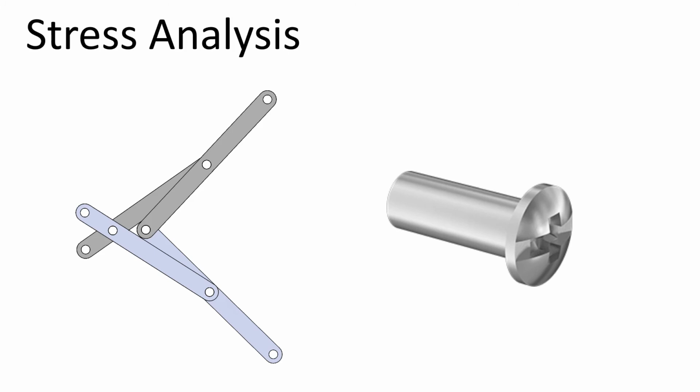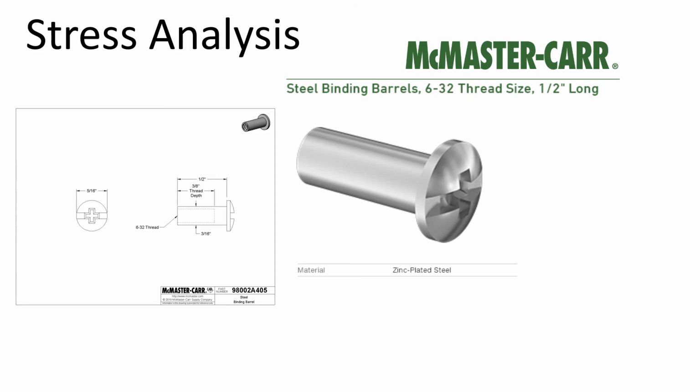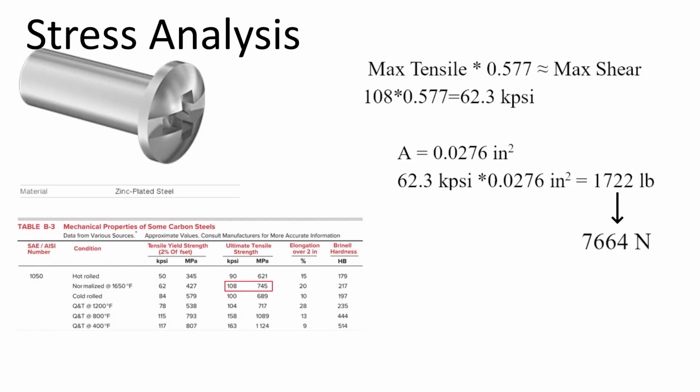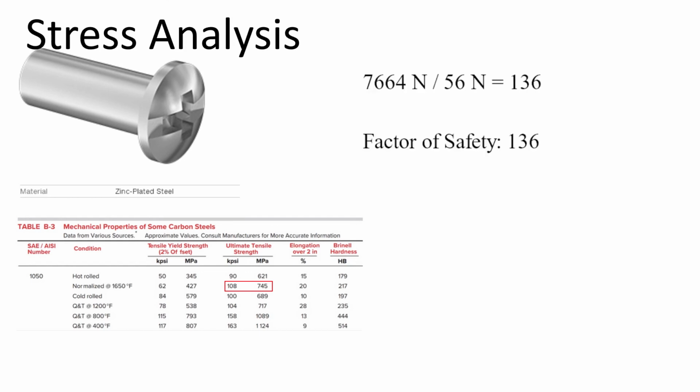We decided that the best possible pin we could use would be a 3/16 diameter zinc-plated steel fastener from McMaster. This pin would be able to withstand a strength of up to 7,664 newtons, which is much higher than our calculated forces for each one of the joints, which was 56 newtons. This would give us a factor of safety of 136. That factor of safety is a lot higher than needed, but due to the fact that our mechanism operates with comparably small forces, this is understandable.